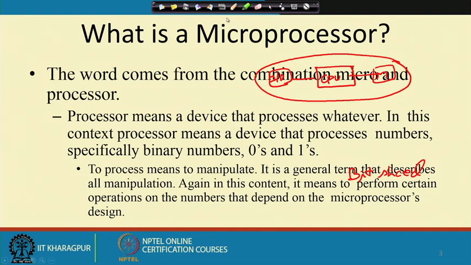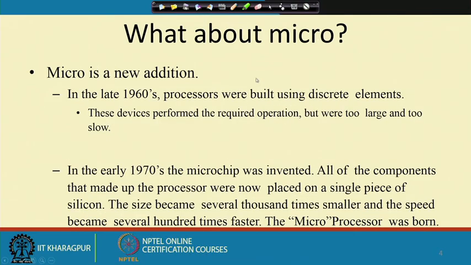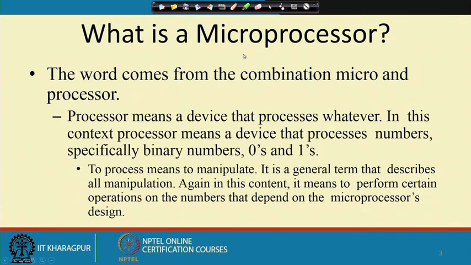If we go by the definition, what about the micro? Why micro? Why not simple processor? So, micro is a new addition. The word microprocessor comes from the combination of two words, the word micro and the word processor.